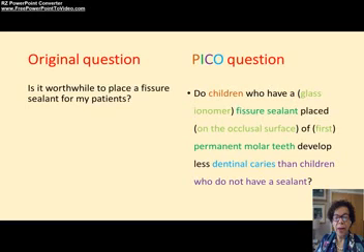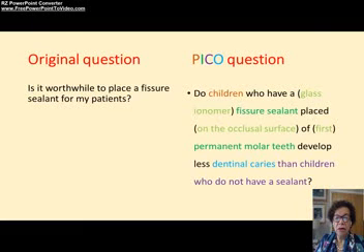For the students, we began with the original question on the left, and through a series of slides showed them how to develop the same question using the structured PICO format. On the left, we asked, is it worthwhile to place fissure sealants for my patients? On the right, you can see the question is longer.